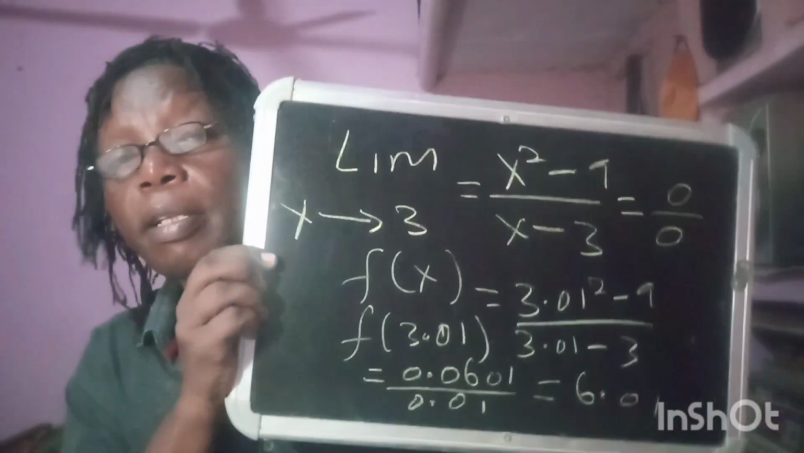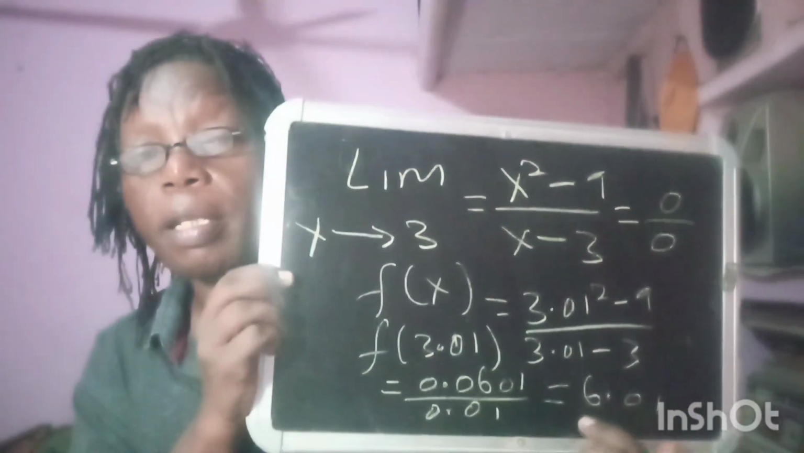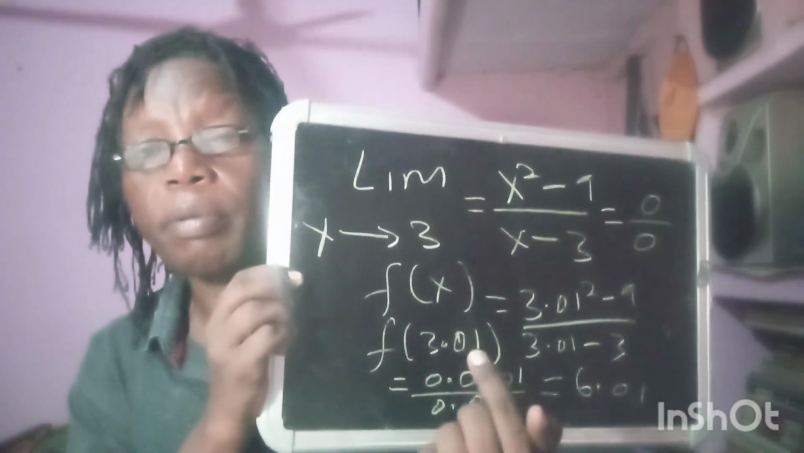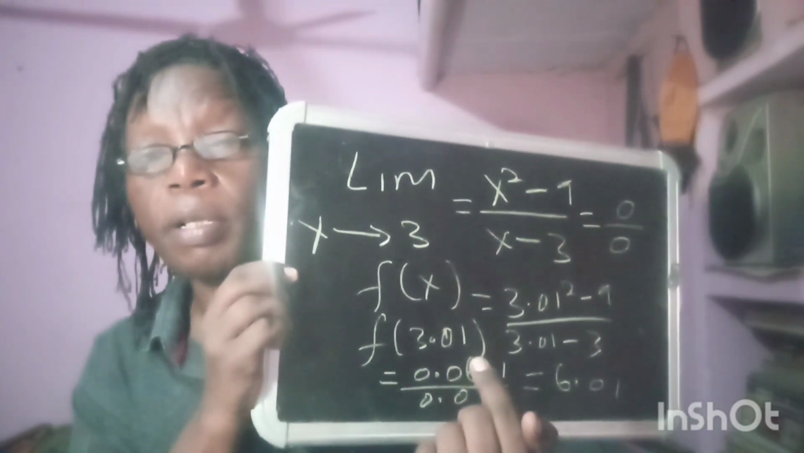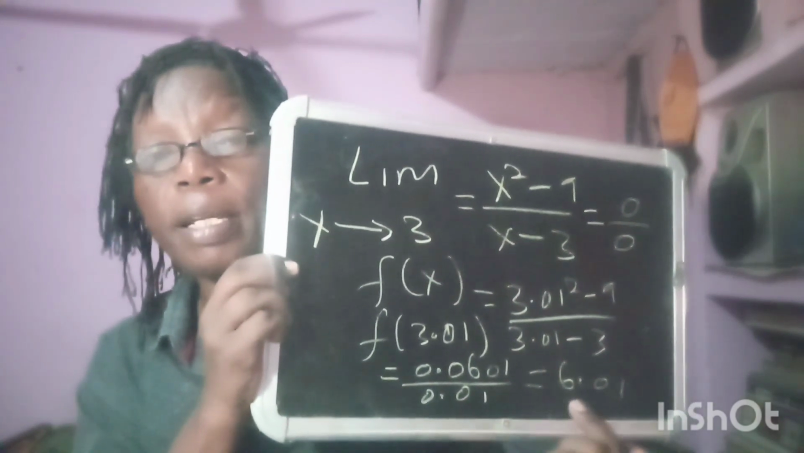As you give values closer and closer to 3, you keep getting less and less. You can see there we gave 3.1, and here we gave 3.01. You calculate, and you get this. If we give it 3.001, it will be even less and less until you get to 6. So that's the concept of limits: as x gets closer and closer to a certain number, the function f of x approaches a certain limit.